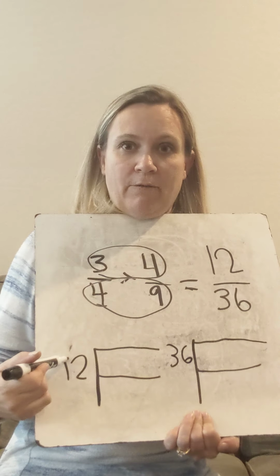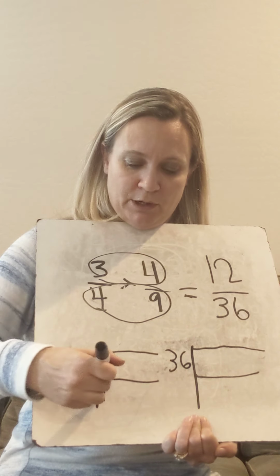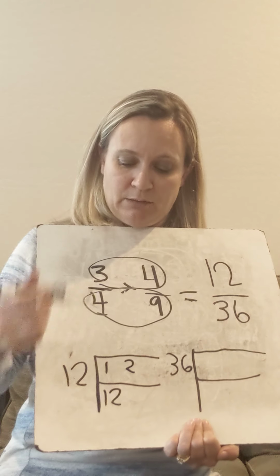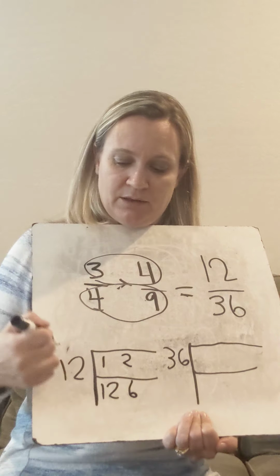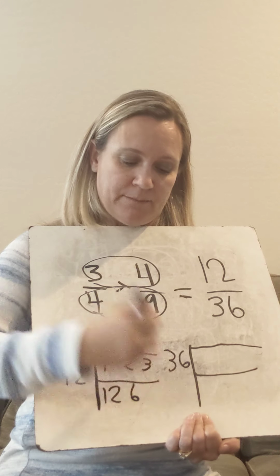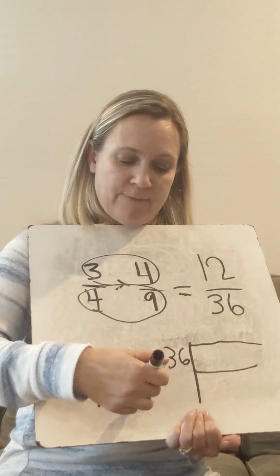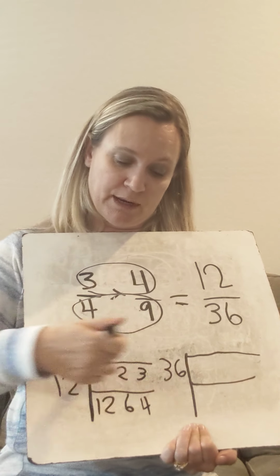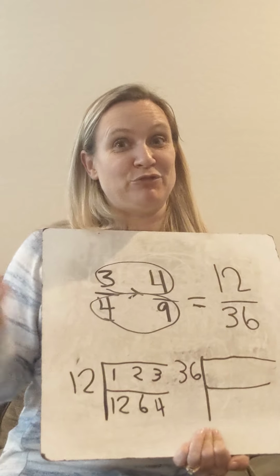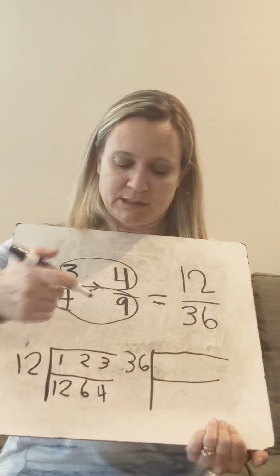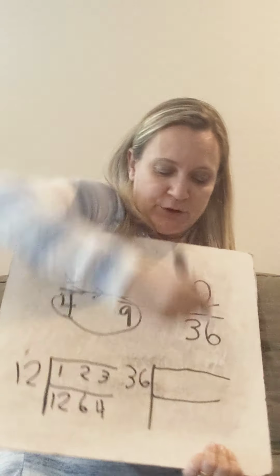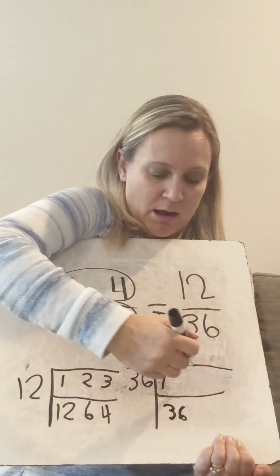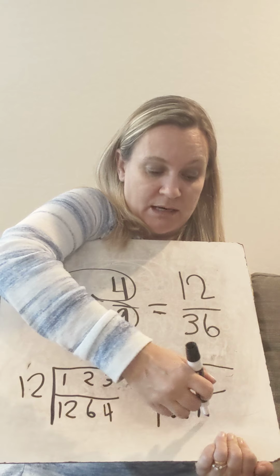So factors of 12, I'm going to start with what I know, 1 and 12. The next number after 1 is 2. 2 times 6 is 12. The next number after 2 is 3. 3 times 4 is 12. And since my next number would be 4 and it's already in my F, those are all of my factors. Let's do the same thing for 36. For 36, I know that I have 1 and 36. I have 2 and 18.